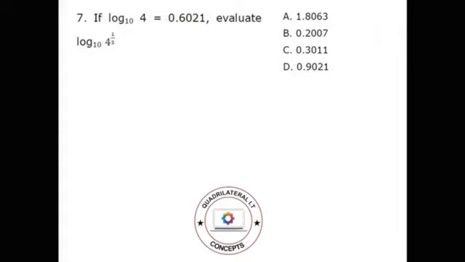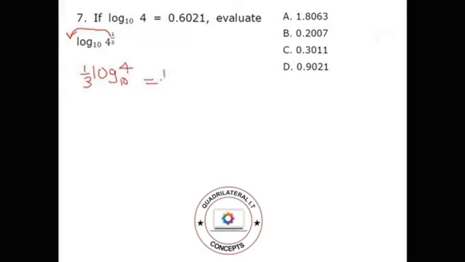So now let's move on again to the next question, which is question 7. Question 7 says, if log of 4 base 10 is 0.60021, evaluate log of 4 whole number 1 over 3. So now, how do we do this? If you remember, this is simple. This is power. So what we just need to do is to bring out the power then.